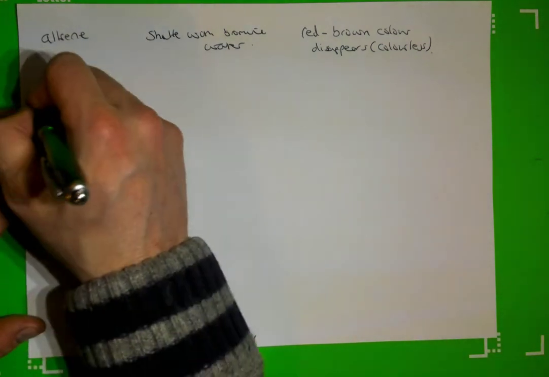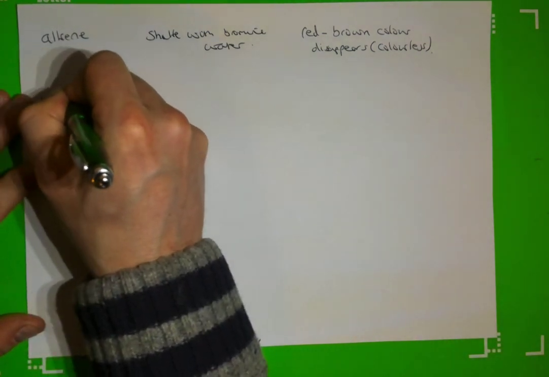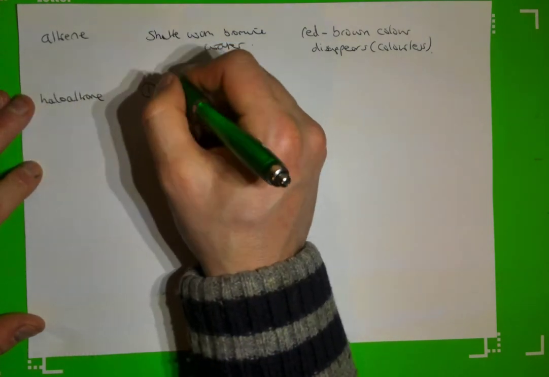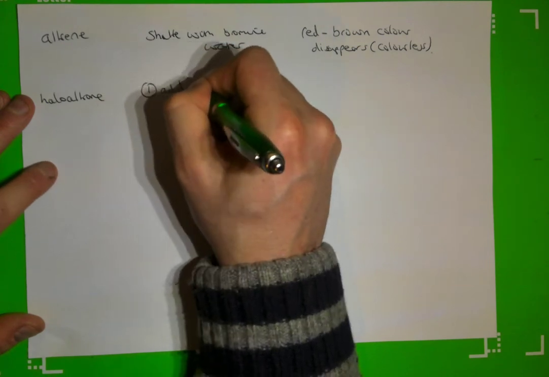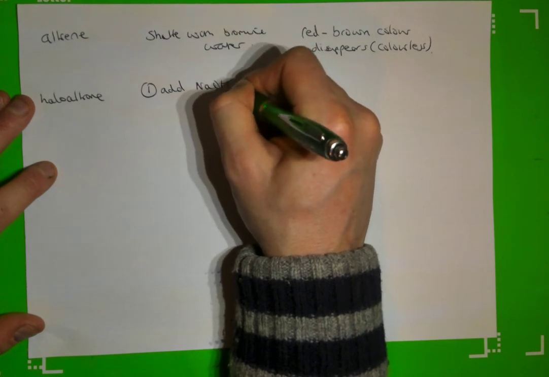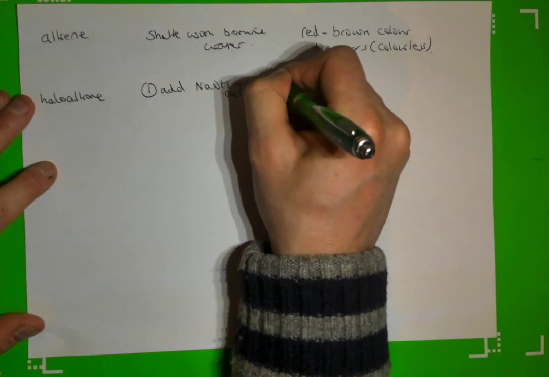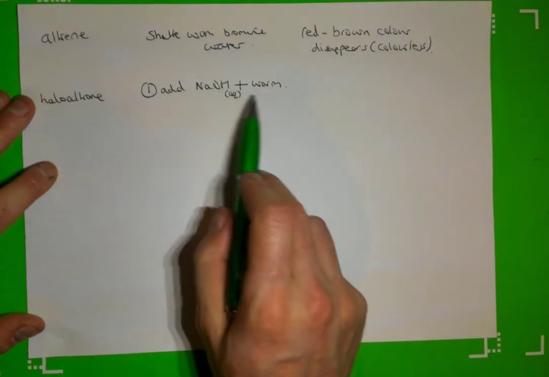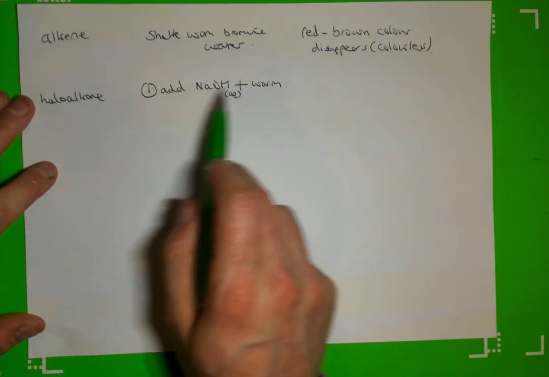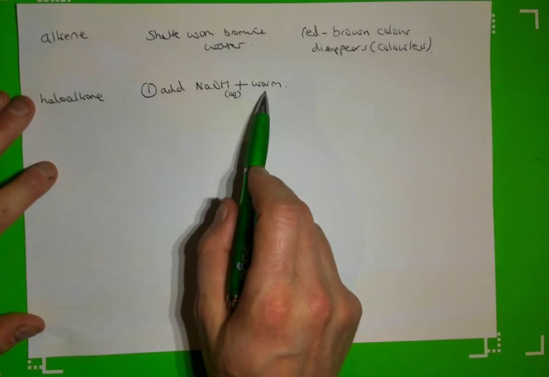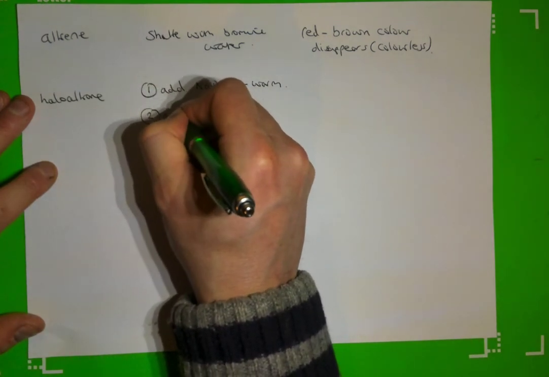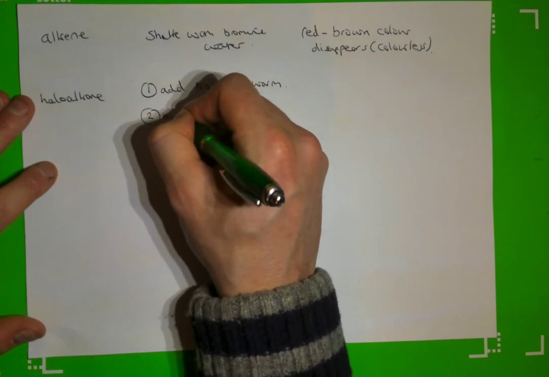If we have a haloalkane, the first thing that we need to do is to add sodium hydroxide solution and warm it up. And the reason why we do that, if you want to make a note of this if you've forgotten, is that the haloalkane can turn into an alcohol by a nucleophilic substitution reaction. The next thing we do is we acidify with nitric acid.